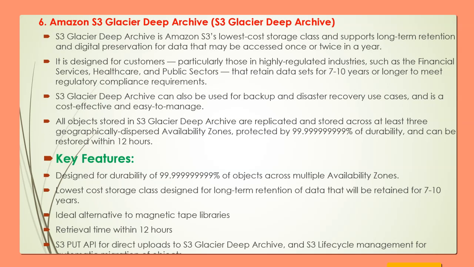Some key features of S3 Glacier Deep Archive: it also provides durability of 11 nines for your objects, and it is the lowest cost storage class designed for long-term retention of data that will be retained for 7 to 10 years. It's also an ideal alternative to magnetic tape libraries, with retrieval time within 12 hours, and again, you can access your objects by PUT API. Okay guys, so this is all about S3 classes, and we will look into how to create these buckets, your classes, and how to move the data from one storage to another in our next videos.